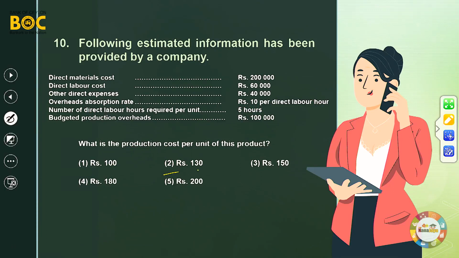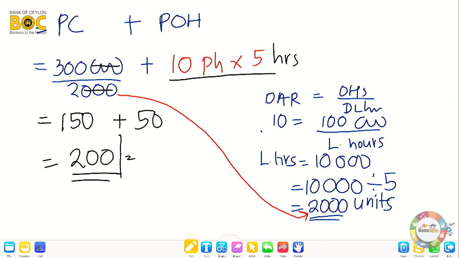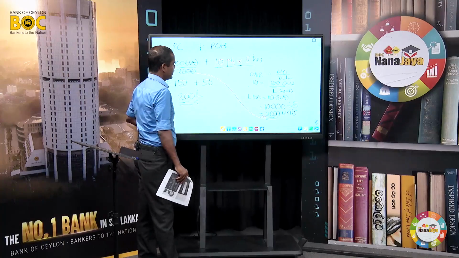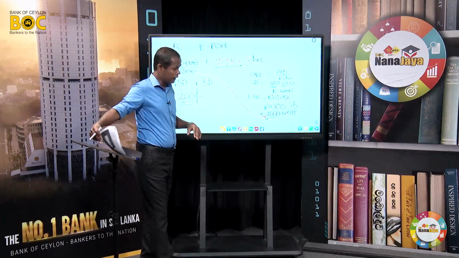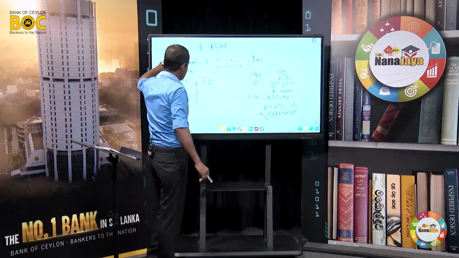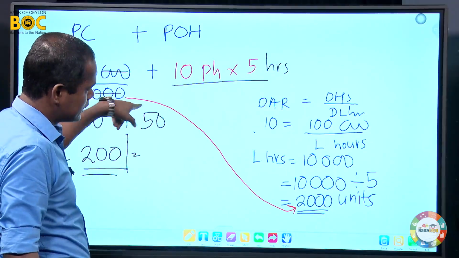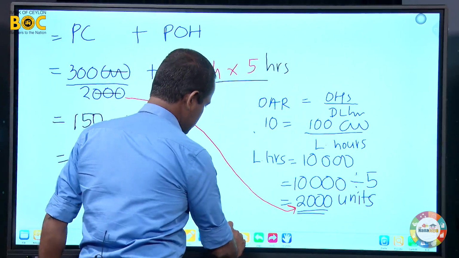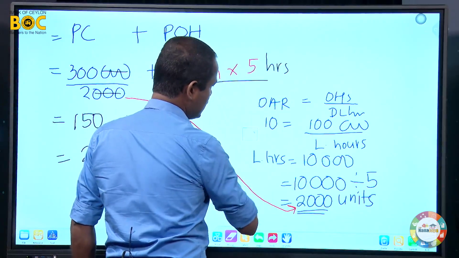₹200. Here is what we did: production cost per unit equals prime cost plus production overhead, and then total prime cost divided by number of units. This is how you calculate the number of units.